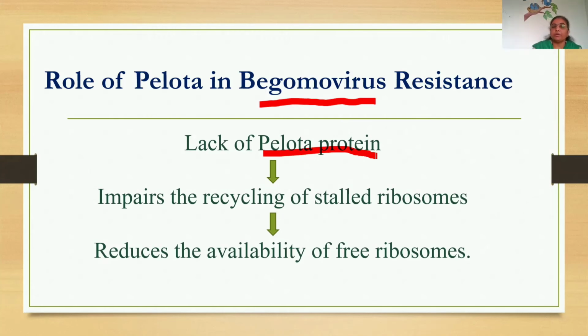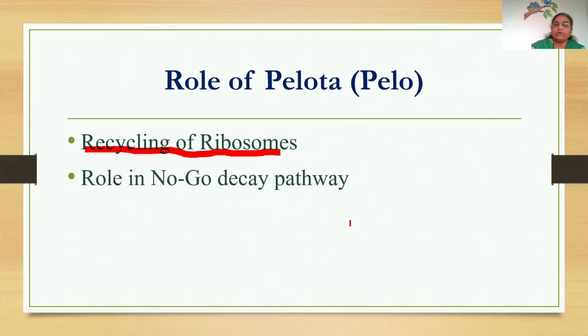There is a lack of the pelota protein. Now it has been hypothesized how pelota is involved in begomovirus resistance. The hypothesis is that when there are lower levels of pelota, or there is a lack of pelota protein, there is no recycling of the stalled ribosomes. Just as we have seen, the role of pelota is in recycling of the ribosomes, and in the no-go decay pathway.